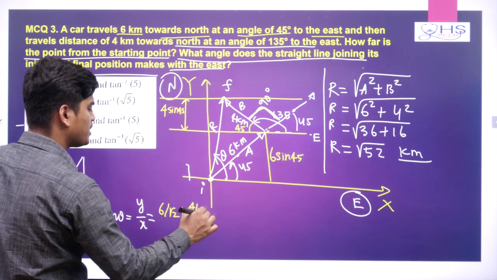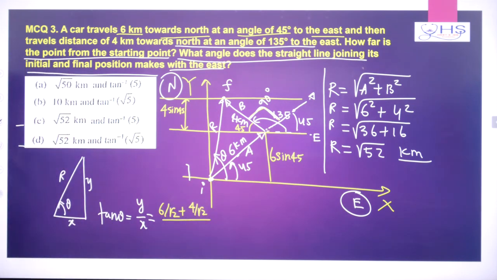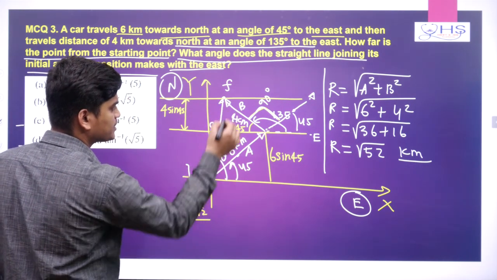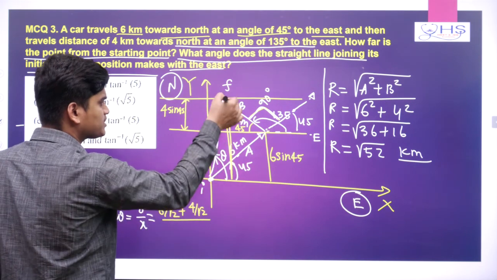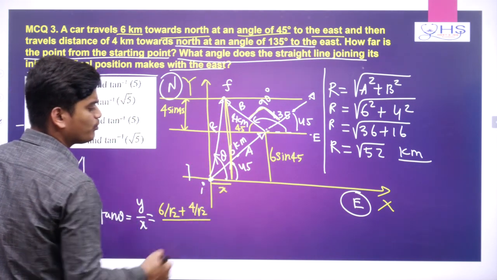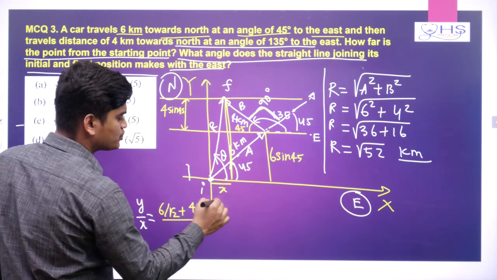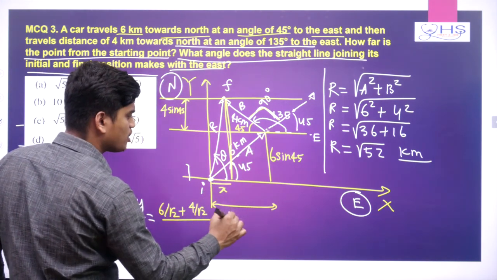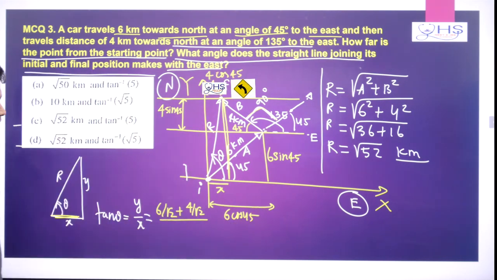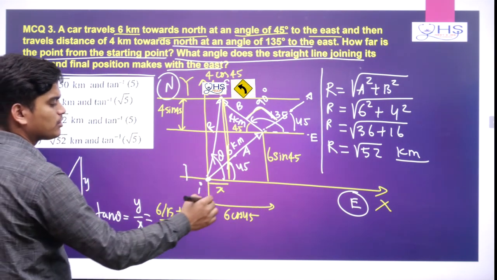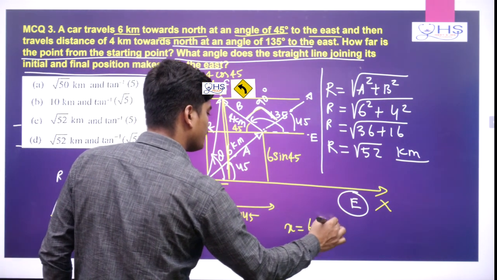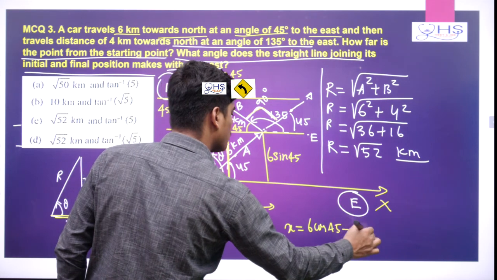Okay, now next we need x. X means this distance we need to find. We got this total distance y. Now we need to find x, this one. First, due to 6, the component here is 6 cos 45, and to find my x, x equals 6 cos 45 minus 4 cos 45.